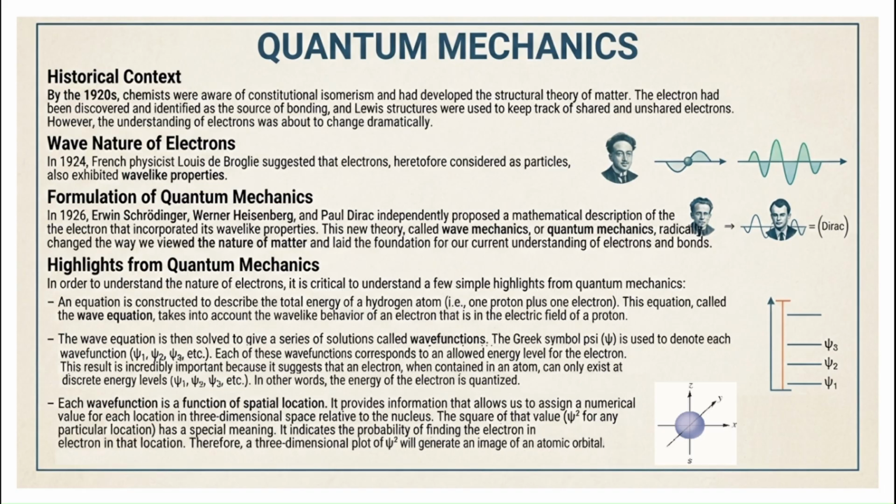This result is incredibly important because it suggests that an electron, when contained in an atom, can only exist at discrete energy levels, psi1, psi2, psi3, etc. In other words, the energy of the electron is quantized. Each wave function is a function of spatial location. It provides information that allows us to assign a numerical value for each location in three-dimensional space relative to the nucleus. The square of that value, psi², for any particular location, has a special meaning. It indicates the probability of finding the electron in that location. Therefore, a three-dimensional plot of psi² will generate an image of an atomic orbital.